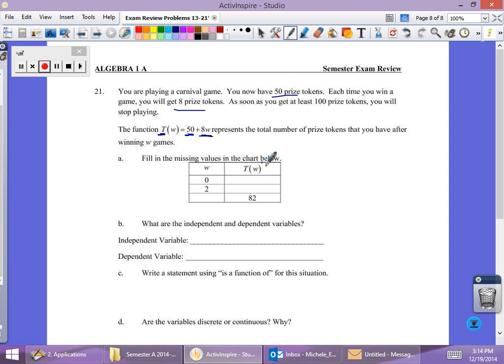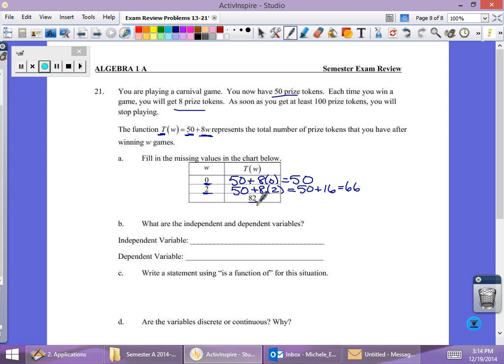So we want to fill in the missing values in the chart below. If we have 0 wins, 50 plus 8 times 0 means we have 50 tokens. If I have 2 wins, I'm starting with that 50. I get 8 twice because I have won twice. So that means I'll have 50 plus 16, which is 66 tokens.